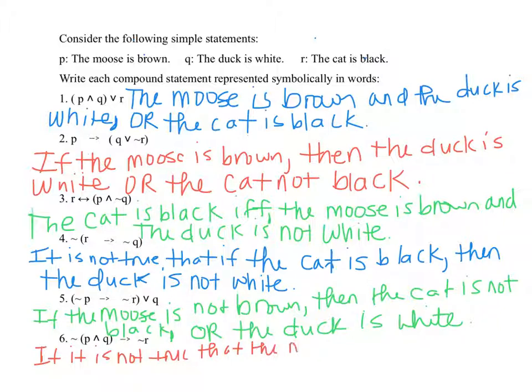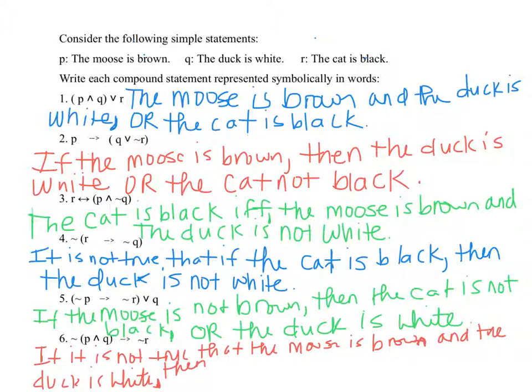The moose is brown, and the duck is white. So if it is not true that the moose is brown and the duck is white, comma, then the cat is not black.